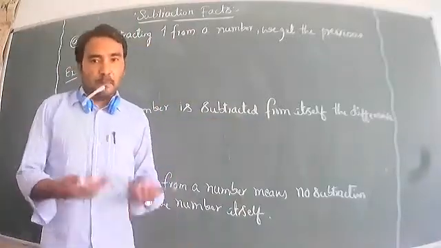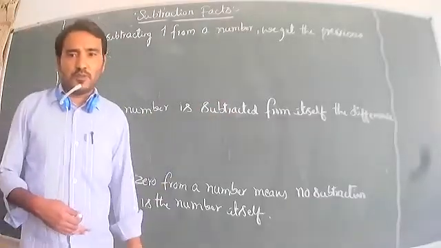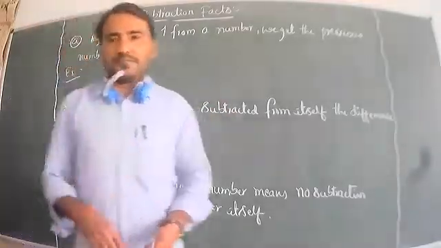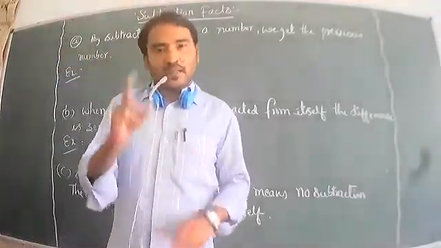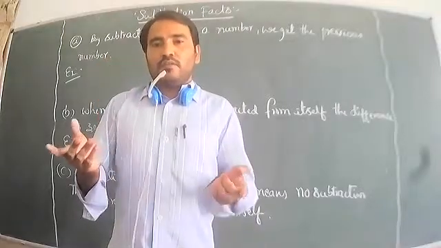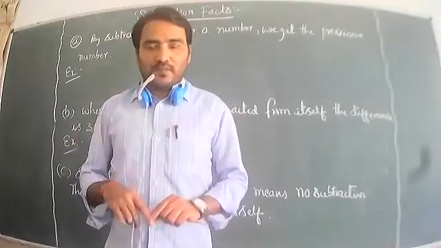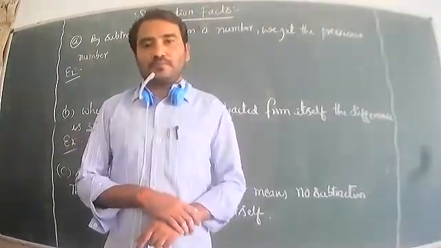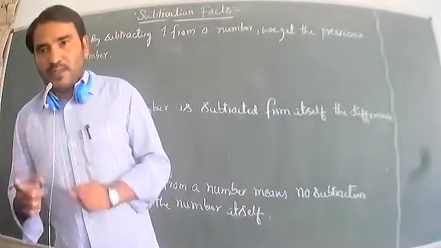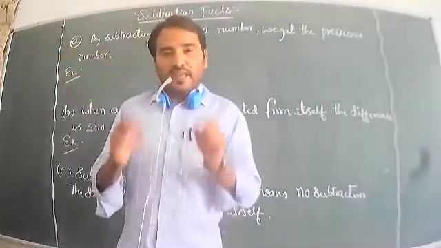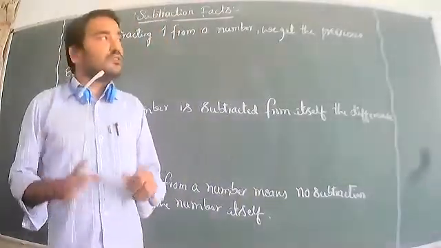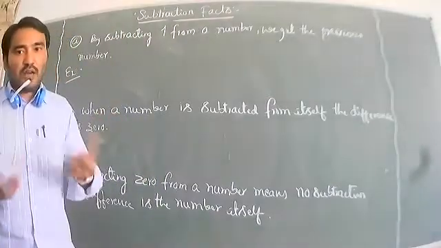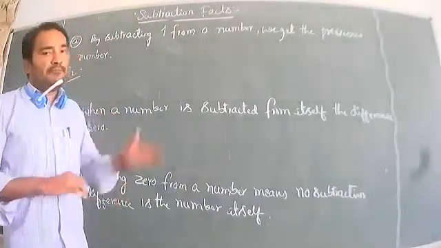The difference is the previous number, the before number. How does it come? 9 less 1 is 8. 15 less 1 is 14. By subtracting 1 from any number, we get the previous number, or before number. That is the first fact.